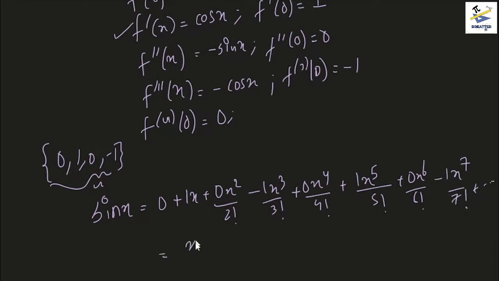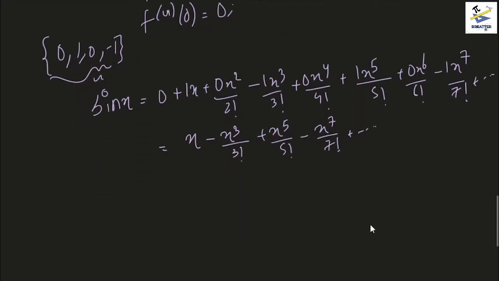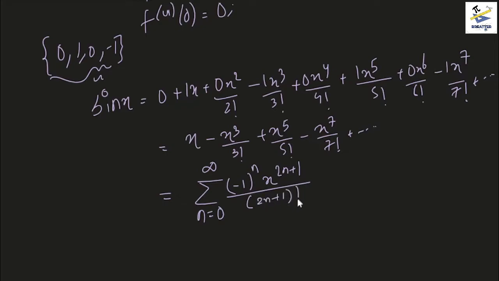Evaluating this, what we get is x minus x cube by 3 factorial plus x to the power 5 by 5 factorial minus x to the power 7 by 7 factorial, and so on. So we see only the odd powered x terms remain here, and we can write this as a series as follows. Summation n equals 0 to infinity minus 1 whole to the power n x to the power 2n plus 1 divided by (2n plus 1) factorial. This is the Taylor series representation of sin x around 0.